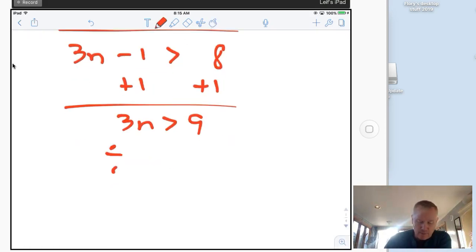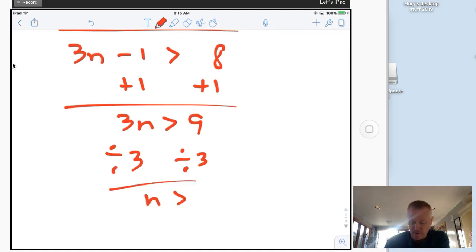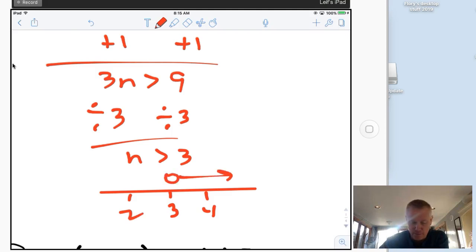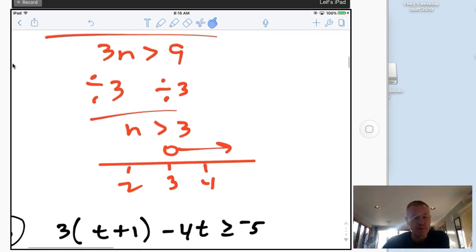Next, I divide by 3. And 9 divided by 3 is 3. No need to flip the sign at all. n is greater than 3. Here's 3, 4, 2, open dot. Going towards the 4. 4 is greater than 3.